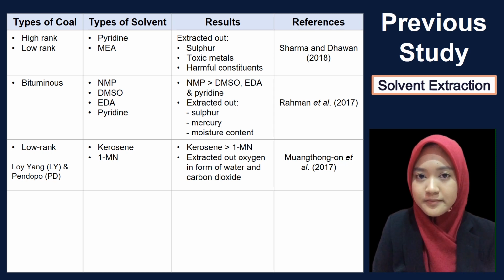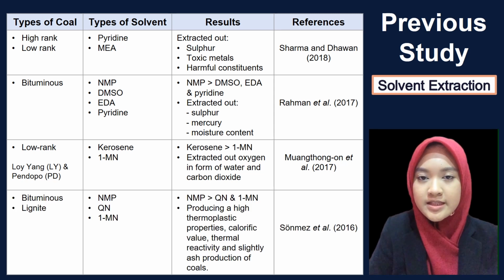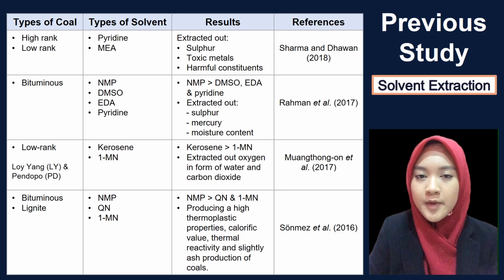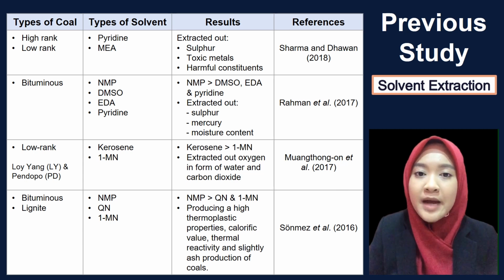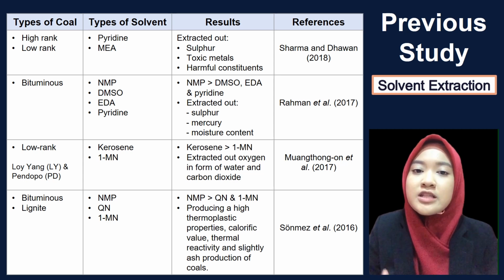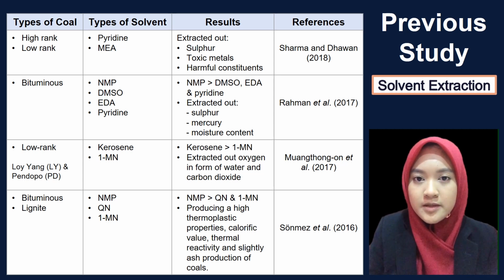Lastly, Solmes et al. 2016 investigated the utilization of N-methylpyrrolidone, quinoline, and 1-methylnaphthalene in the extraction of bituminous and lignite coals. The researchers emphasized that extraction of both types of coal using N-methylpyrrolidone was far more effective than quinoline and 1-methylnaphthalene, as it destroyed the pi-pi interactions and charge transfer interactions between aromatic groups in coal, hence producing a greater yield production. The treatment proposed resulted in coals with high thermoplastic properties, calorific value, thermal reactivity, and slight ash production.